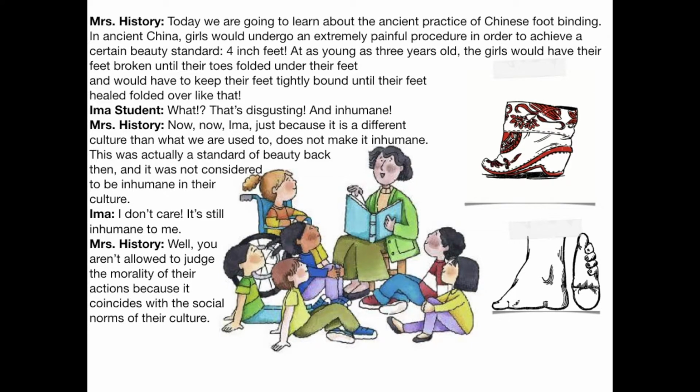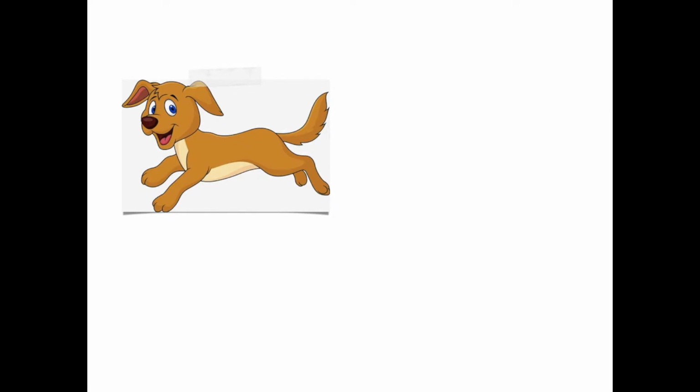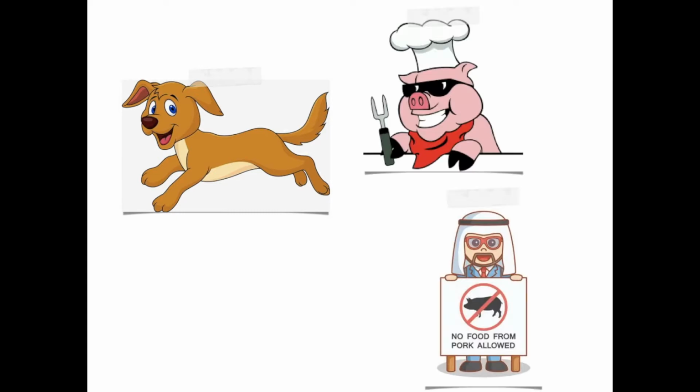Well, you aren't allowed to judge the morality of their actions because it coincides with the societal norms of their culture. As you can see, the teacher is explaining a concept from a different culture, but because of the student's Western influence, the student is repulsed by the idea. The teacher reminds the student that she is not able to judge the actions of a different culture because of the theory of relativism. Other examples include Western children learning that dogs are served as food in Asian cultures, and some cultures eat pork while others forbid it.